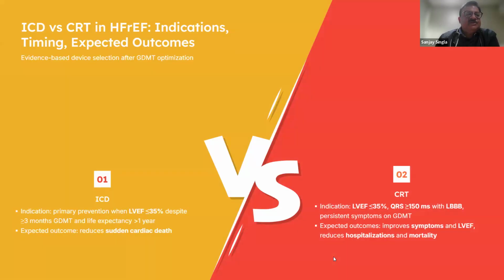What are the devices that can be used in HFrEF? One is ICD or CRT. ICD is to be used if the EF is less than 35%, despite more than 3 months of GDMT and life expectancy is more than 1 year. But CRT is to be used if LVEF is less than 35%, but QRS more than 150 with LBBB. In these types of patients, CRT should be used.